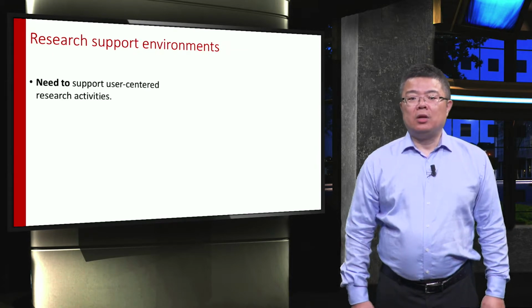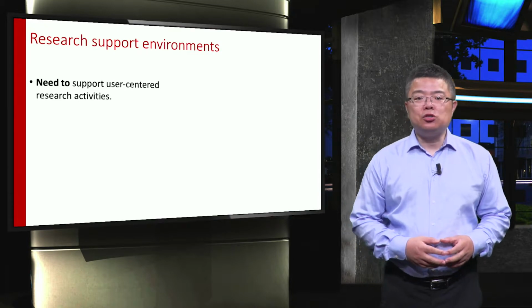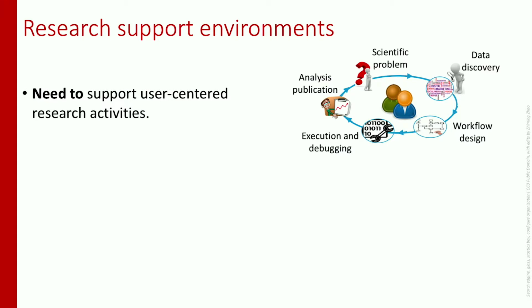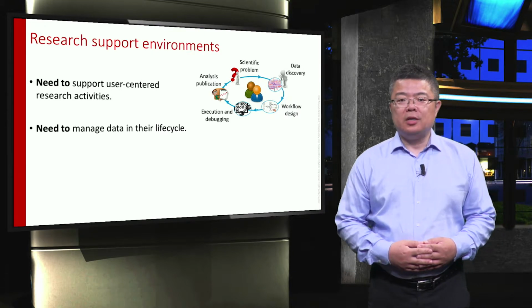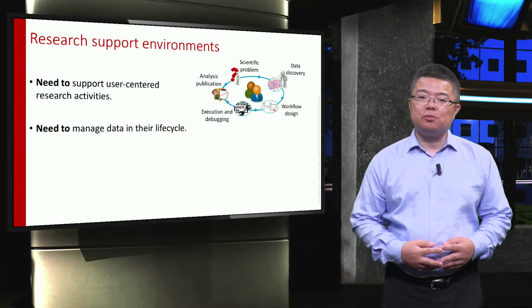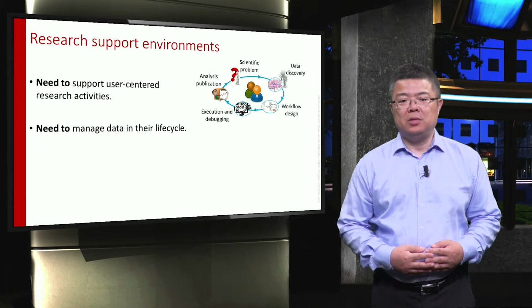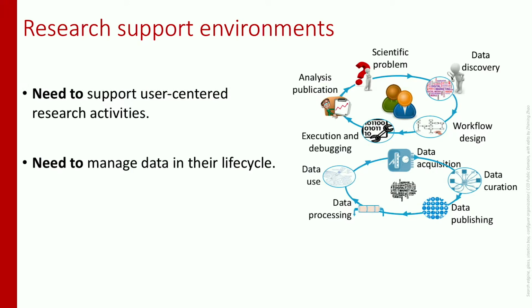First of all, a support environment has to support user-centric activities, typically including research problem formulation, experiment design, data and service discovery, workflow execution, and analysis of the final results. Second, the support environment also has to support the management of the research data during the entire life cycle. Typical activities include data acquisition, curation, publication, processing, and use.